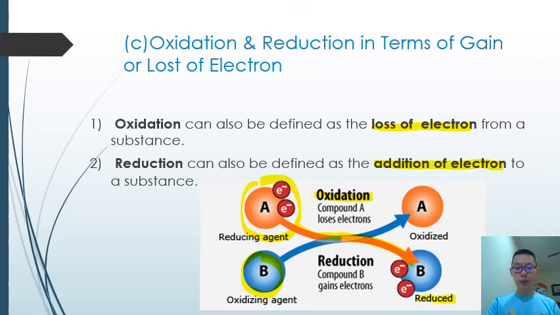So substance A causes substance B to undergo reduction. So substance A acts as a reducing agent in this reaction. And substance B is the substance that causes substance A to undergo oxidation. So substance B is an oxidizing agent.